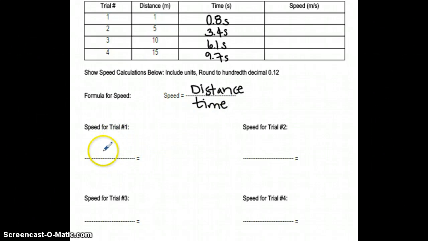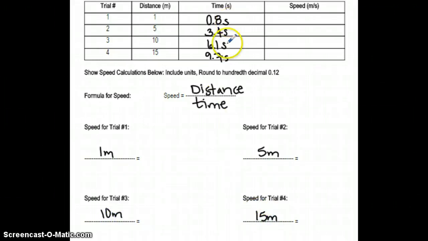So for trial 1, first we're going to set up our problem. Our distance goes on top, which was 1 meter. I'm actually going to set up the distance for all of my trials first. So my distance goes on top for all of them. So I have 1 meter for trial 1. For trial 2, I'm going to have 5 meters. For trial 3, I'm going to have 10 meters. And for trial 4, 15 meters.